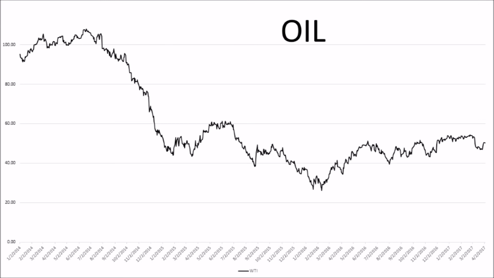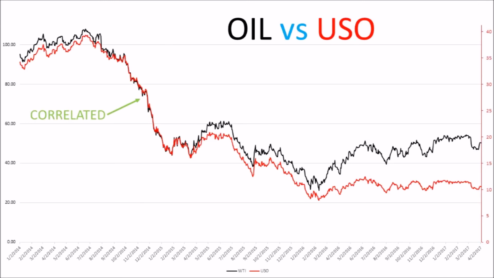Now, the problem is that you can't just go out and buy barrels of oil and hope to sell it and make a profit. But you can buy exchange-traded funds that let you take long or short positions in oil. For example, you could buy the ETF USO, which tracks West Texas Intermediate Oil.